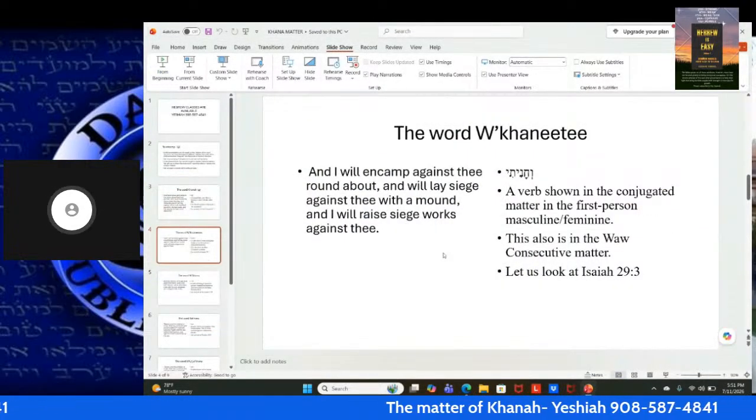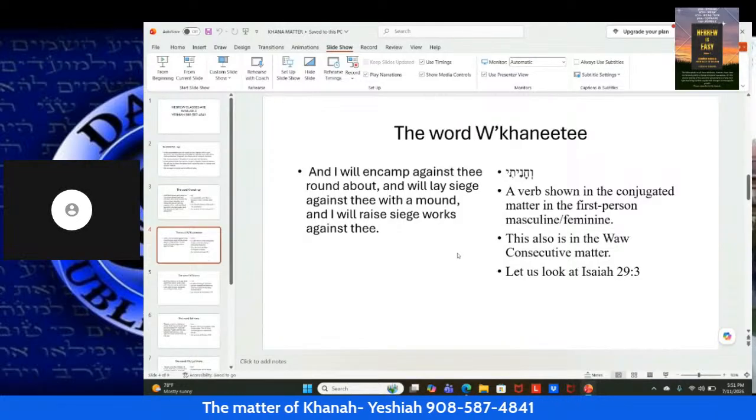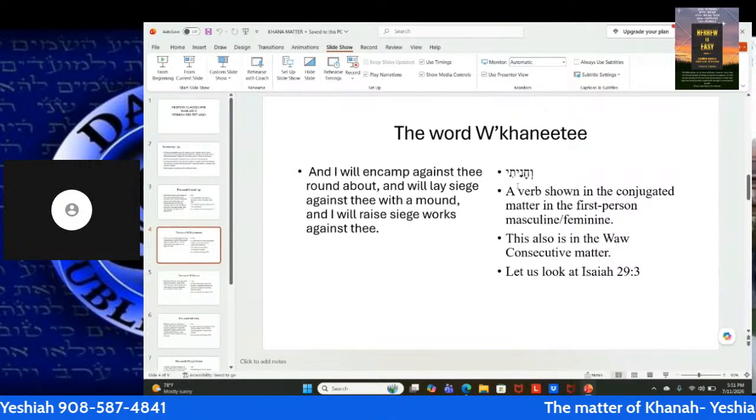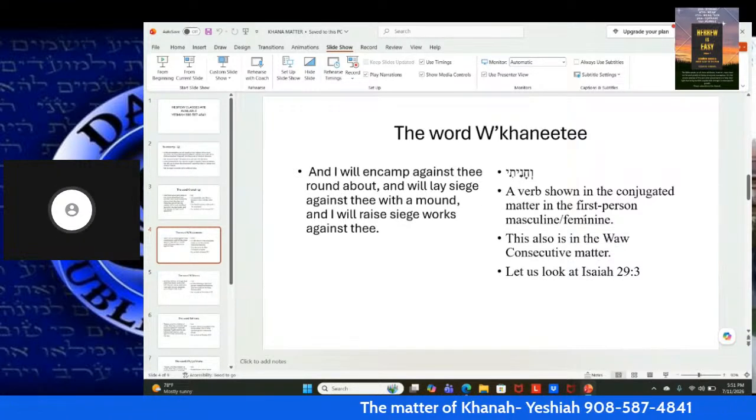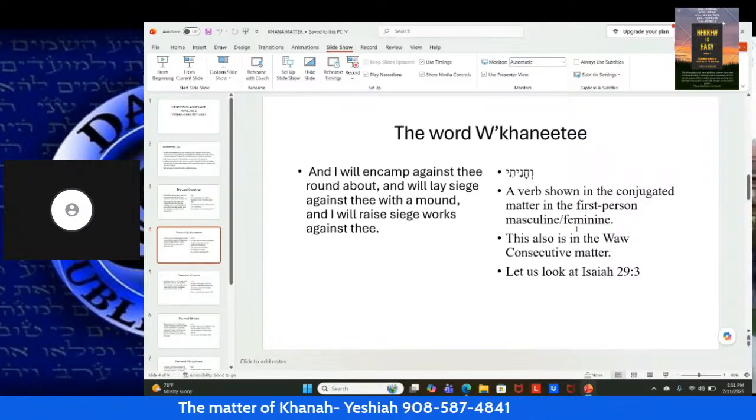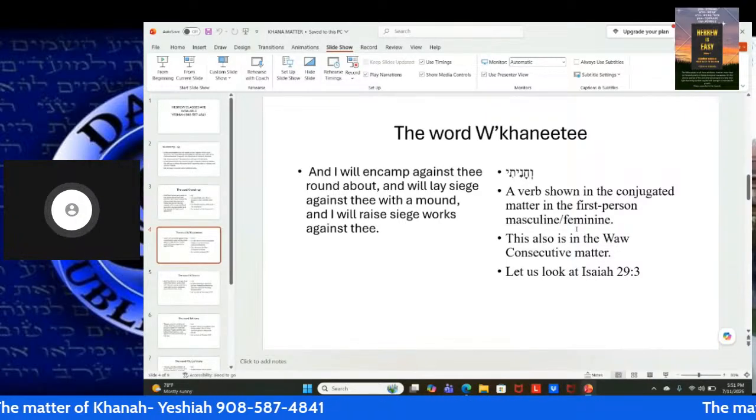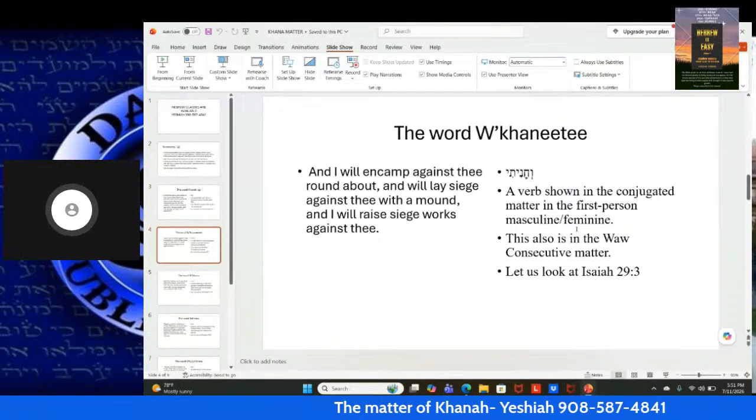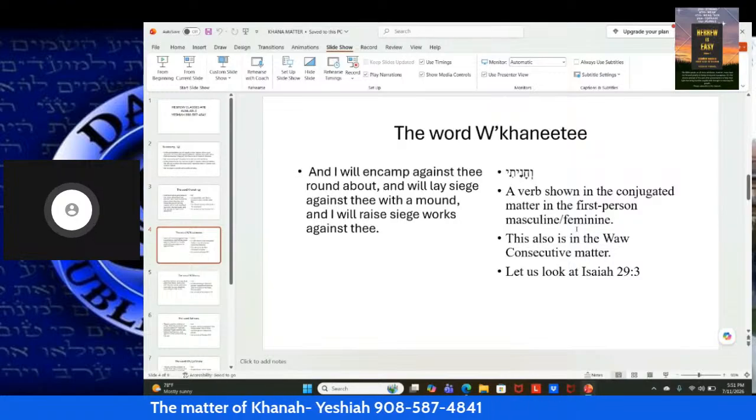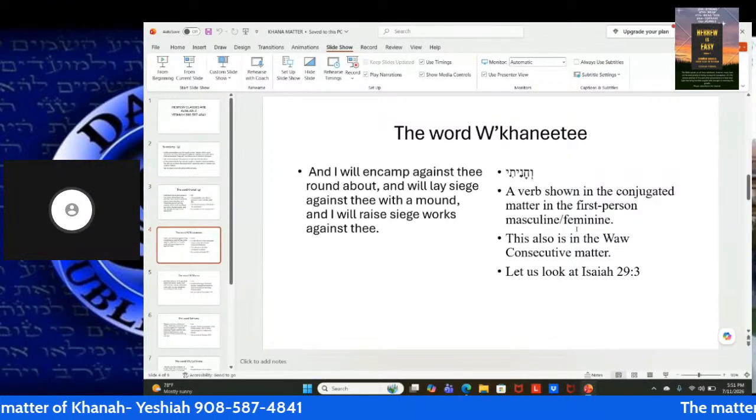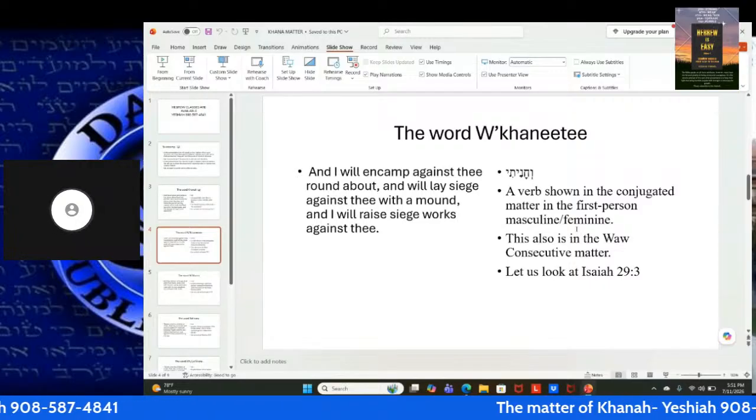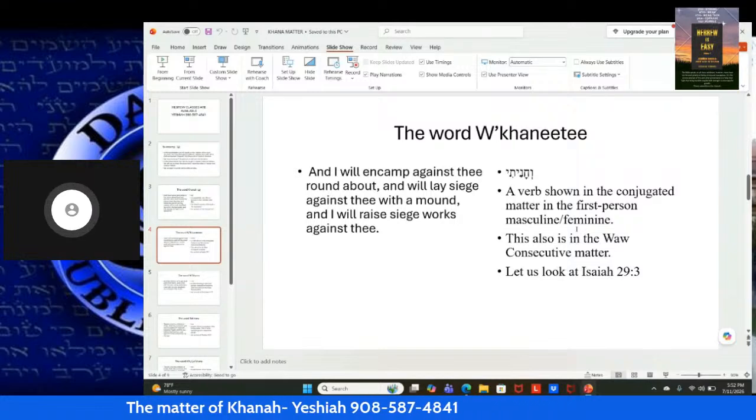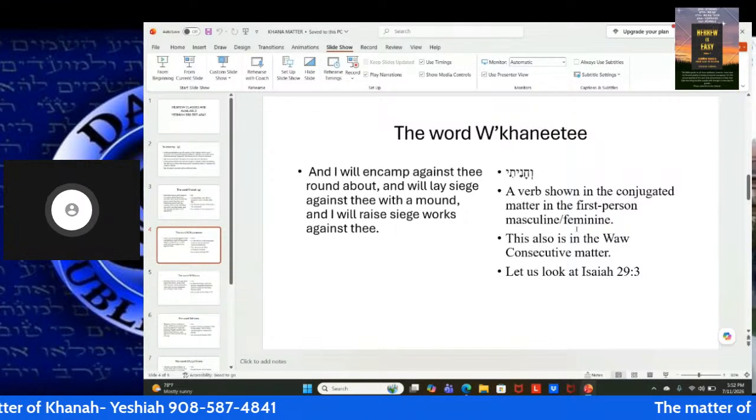The word wakaniti. We must always remember that Hebrew goes from right to left. A verb shown in a conjugated matter in the first person masculine or feminine. Anytime something is a verb that is shown in the first person, I did whatever, it is always either masculine or feminine. There is no separation in the word pronunciation between males and females in the first person or in the matter of the third person in the past tense, but we'll expound upon that later on.